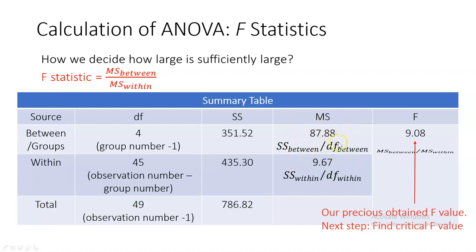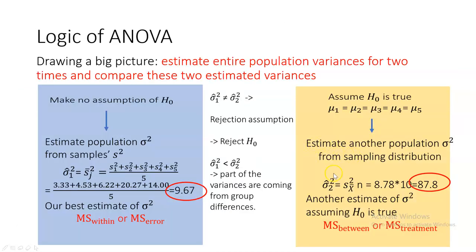And this MS between agrees with the estimate we obtained in this yellow box when we assume that all these 5 populations have the same mean. So the estimate of the population's variance in the blue box is obtained from each individual's variance from their group means, okay? Nothing related to the group differences. And the estimate in this yellow box is obtained based on the group differences.